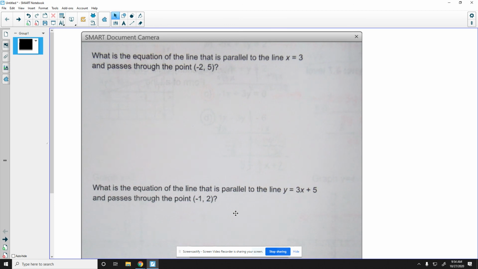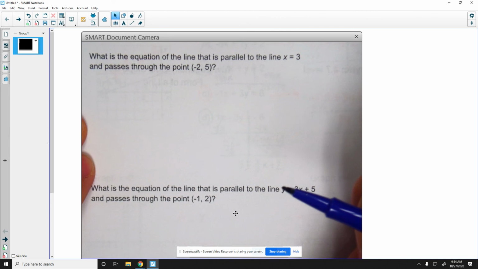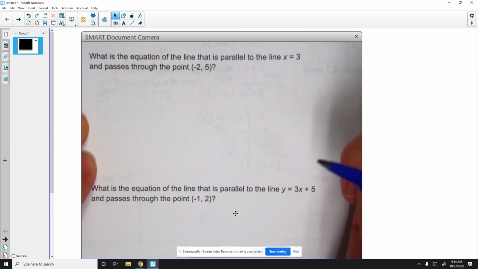Yes, Rowan? Just have it y, or rather x. The line is x equals -2. Okay, so Rowan gave us the answer. I mean, it's that quick. So let me show you what Rowan is thinking, okay?